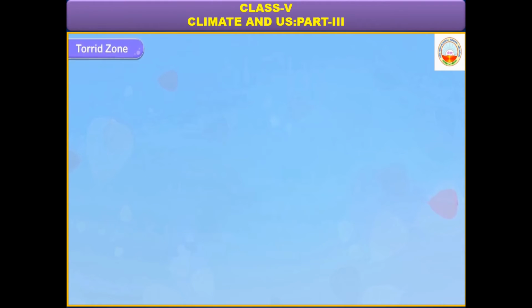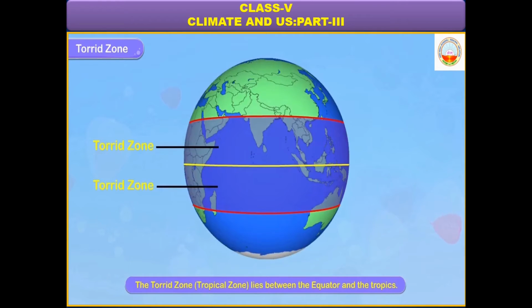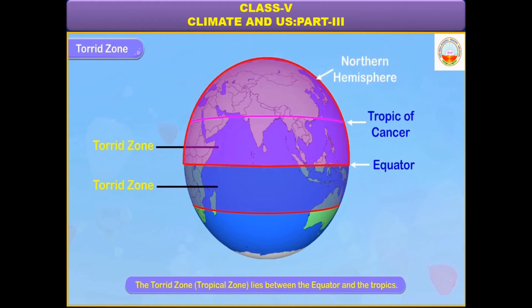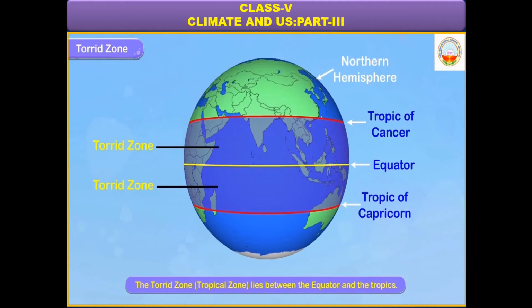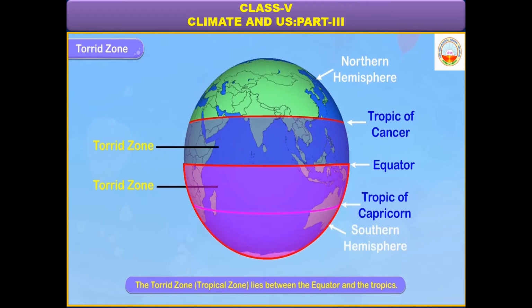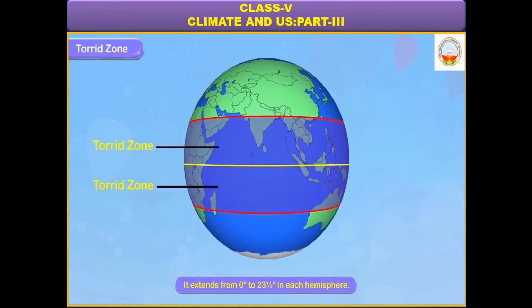Children, now let us learn first the torrid zone. The torrid zone is also called tropical zone. It lies between the equator and the tropics. That is, between the equator and the Tropic of Cancer in the northern hemisphere and the equator and the Tropic of Capricorn in the southern hemisphere. It extends from 0 degree to 23 and a half degrees in each hemisphere.